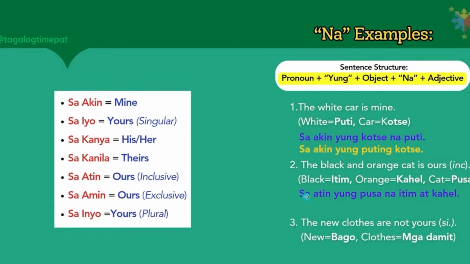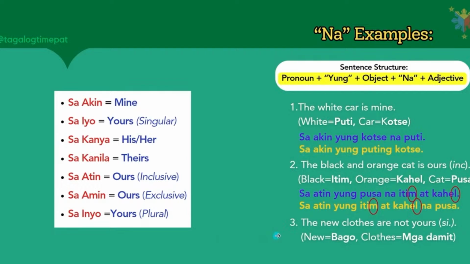That means and. Now, the alternative way to say this would be, sa atin yung itim at kahel na pusa. So na is still there because itim and kahel end with a consonant. There's nothing to make a contraction for. So sa atin yung itim at kahel na pusa.